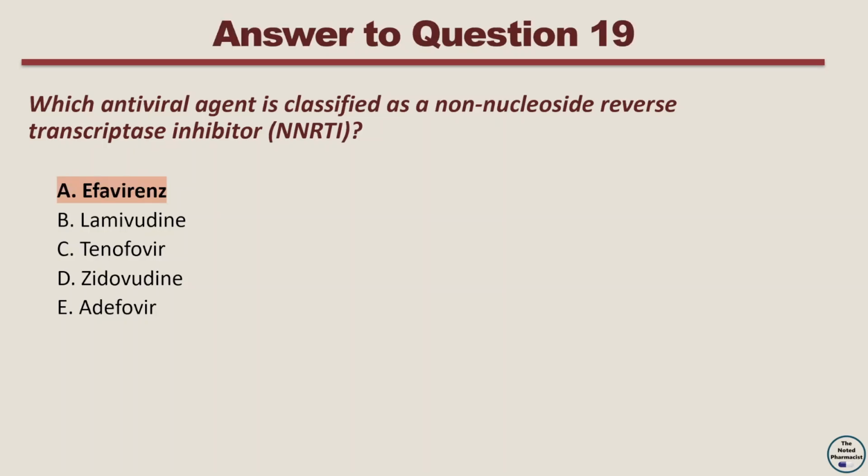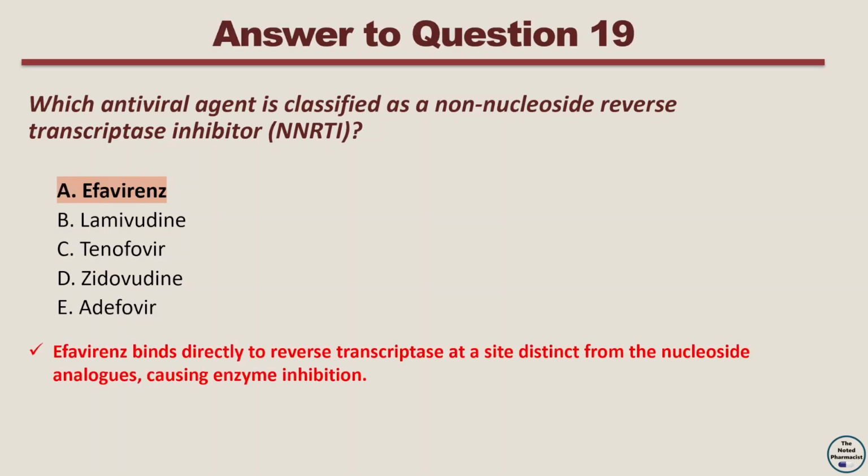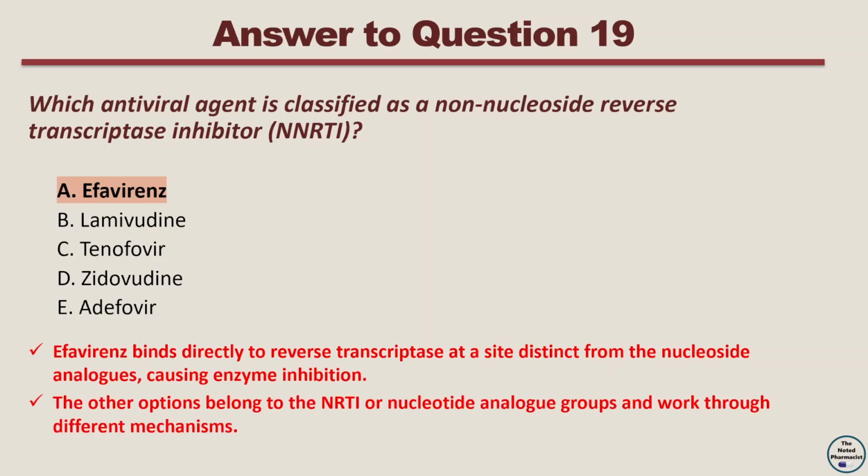The correct answer is option A, efavirenz. This is because efavirenz binds directly to reverse transcriptase at a site distinct from the nucleoside analogues, causing enzyme inhibition. The other options belong to the NRTI or nucleotide analog groups and work through different mechanisms.